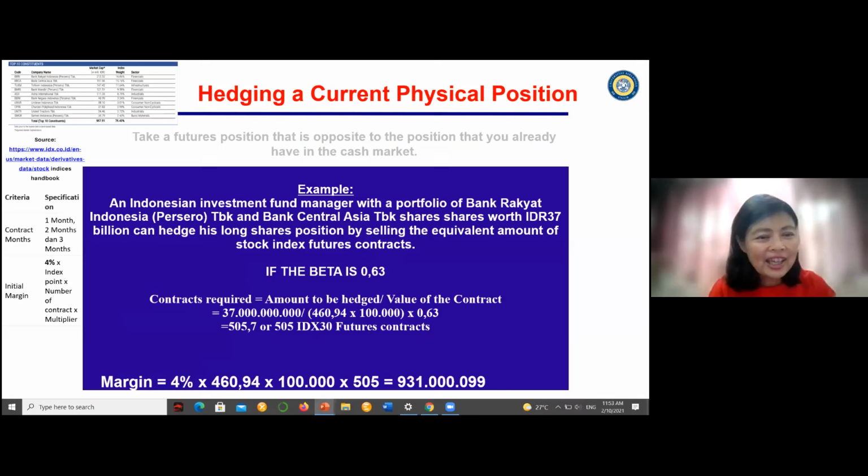Sorry, this is the Indonesian example. This is Gita's side. No wonder I got confused. Okay, Gita, you want to take over? No, it's okay. Perhaps I'll just add along the way.